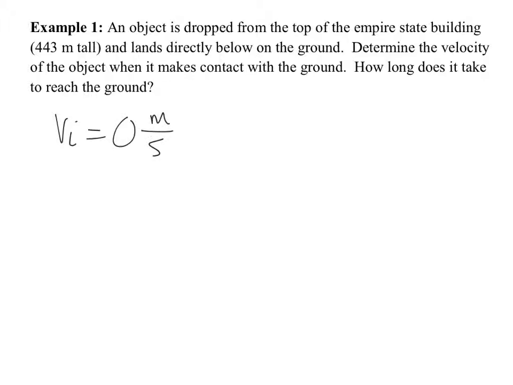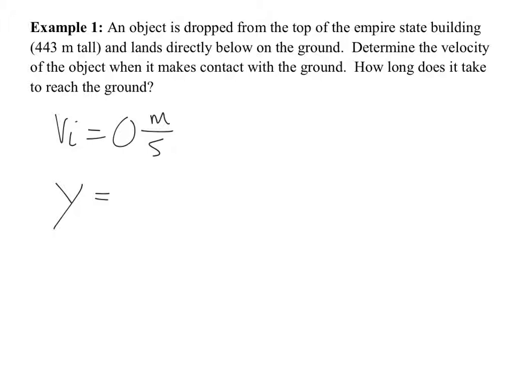From the Empire State Building, whose height is 443 meters, and lands directly on the ground below. Determine the velocity of the object when it makes contact with the ground. So we know the displacement vertically. I'm going to call it y. It's the same thing as x. You know all those formulas we just looked at? Remember how there were x's everywhere? Use the same formulas, but instead of using x, use y, because it's vertical displacement.